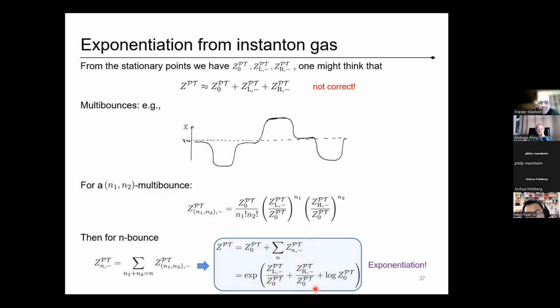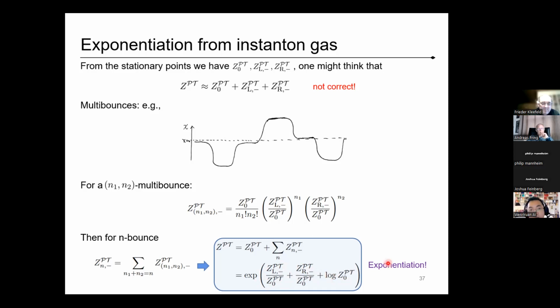So you see that this gives us an exponentiation. Of course, this is just the standard picture for the instanton gas. Here I use the dilute instanton gas. Okay, and this is why you now see that there are three fundamental pieces: the perturbative part, the left bounce and the right bounce go into the exponent. So this is why we consider the logarithm. So we put logarithms in the relation.